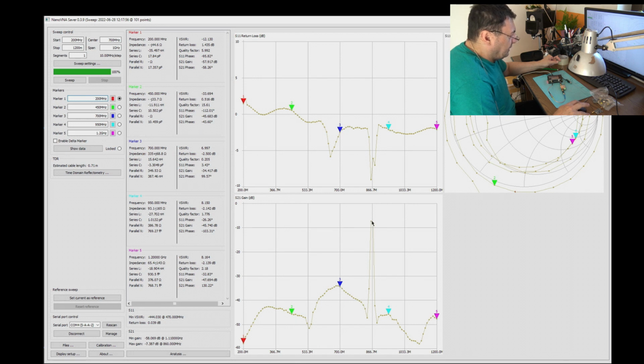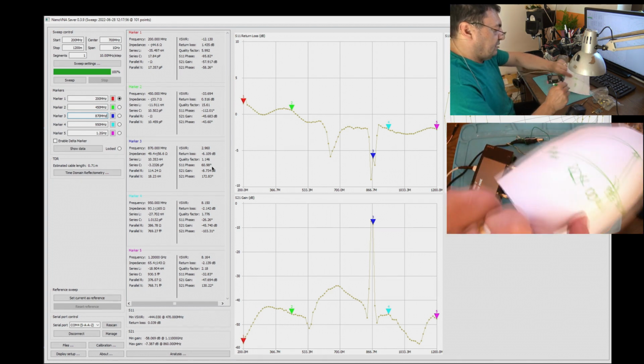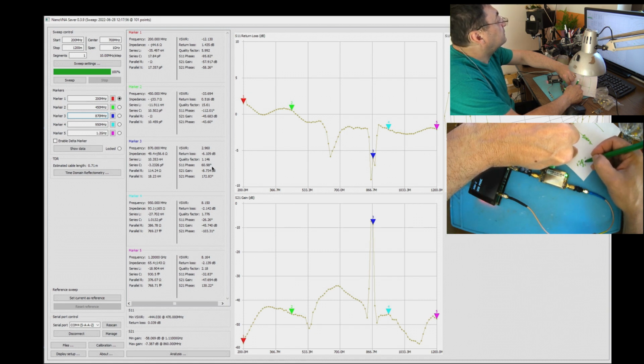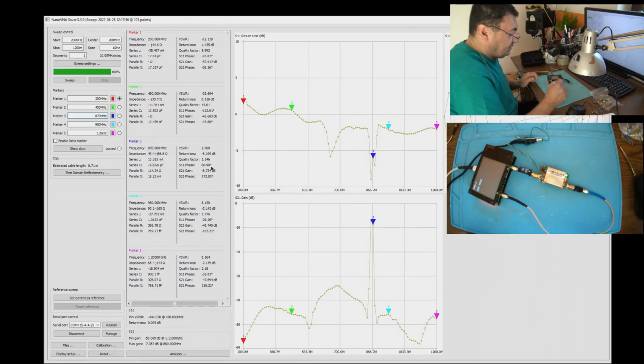Of course, we have a peak on 866. Let's see the blue one, 868 megahertz. And we have a gain of minus 8.734. And if you consider minus 20 from the attenuator, and okay, minus 7, that's like 11.3 dB amplification on 868 megahertz.